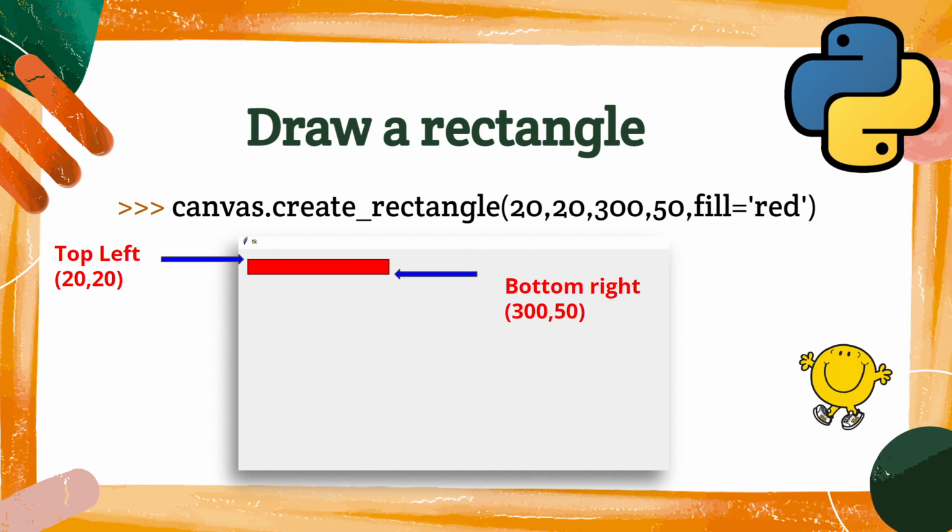Here is the screenshot of the canvas output. As I just mentioned, the smaller y value will be at the top and the greater y value will be at the bottom. So 2020 is at the top left and 350 is at the bottom right.